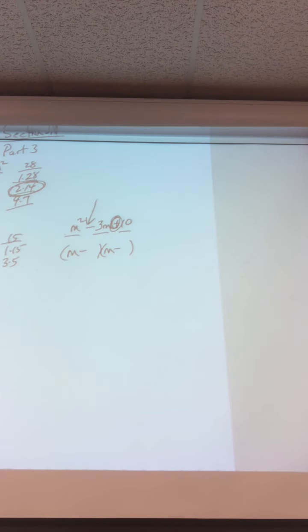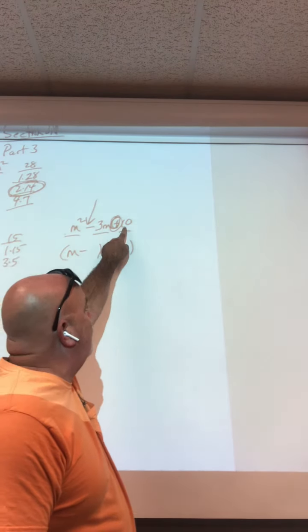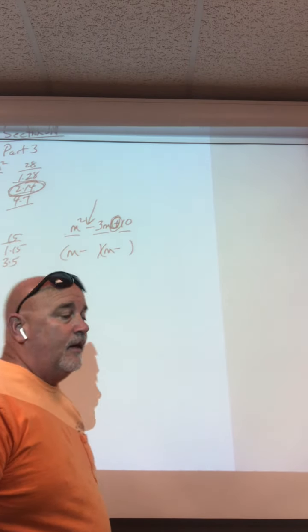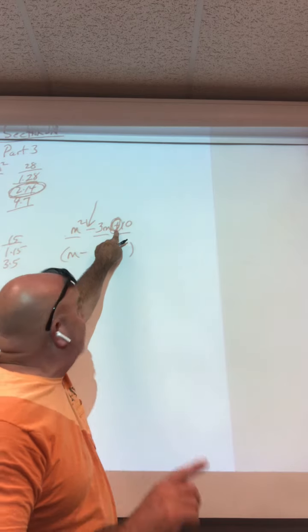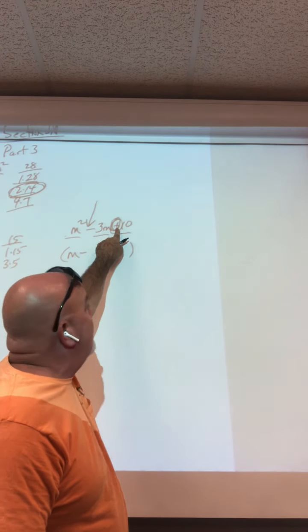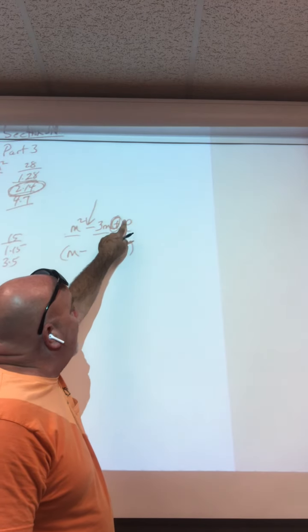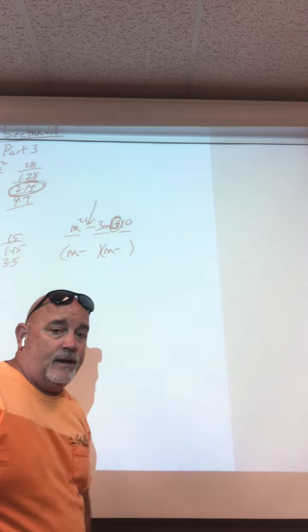Now, how do we fill in the last two spots? You ask yourself two questions. I need two numbers. If you multiply them, you get 10. And if you add, not subtract, because that's a plus, this tells you whether you're adding or subtracting. Two numbers that multiply to give you 10, that add to give you 3.